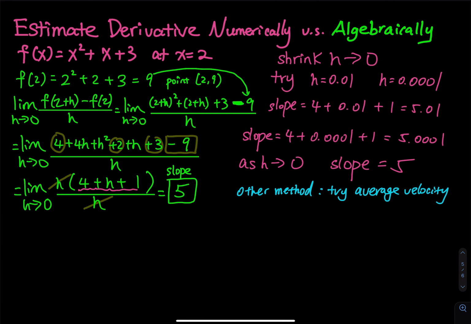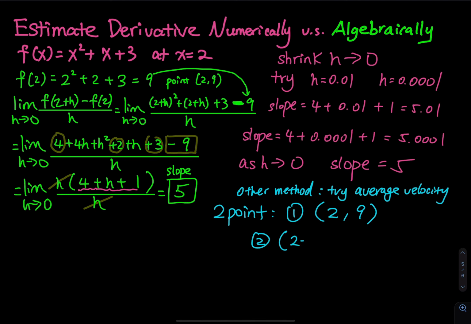So for average velocity, we need 2 points, right? So the first point, number 1, we have that x is equal to 2, y is equal to 9. How about the other point? The other point, we add a small h to it. So in general, that will be 2 plus h, and then the corresponding y-value is f of 2 plus h. So we have 2 points, and then we use the slope, rise over run. So the slope, we will do y2 minus y1 divided by x2 minus x1.